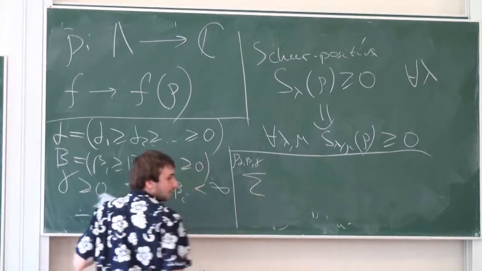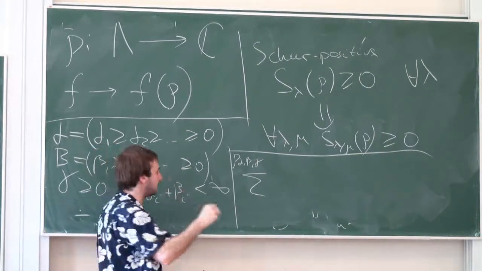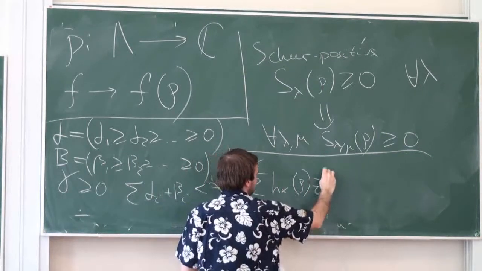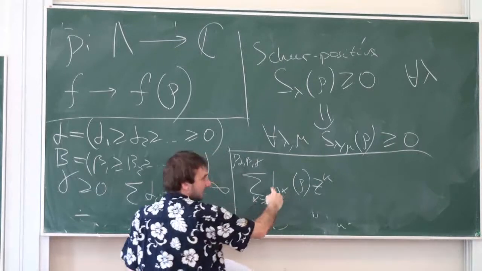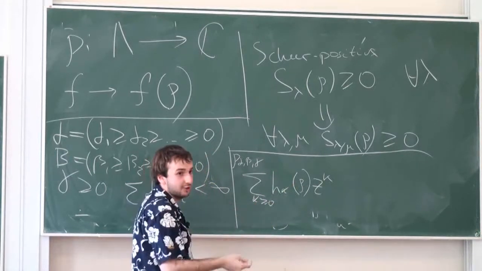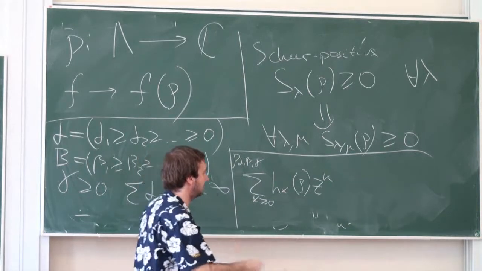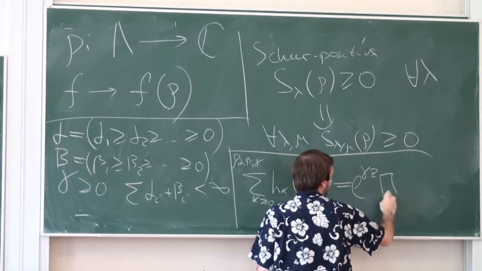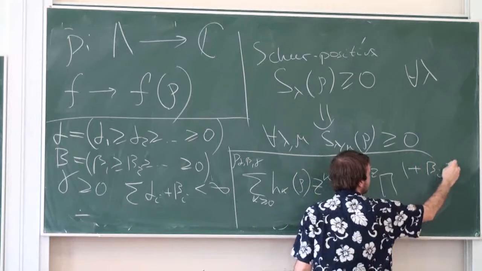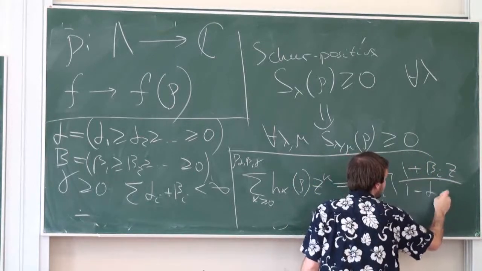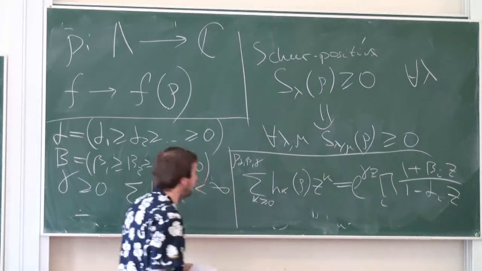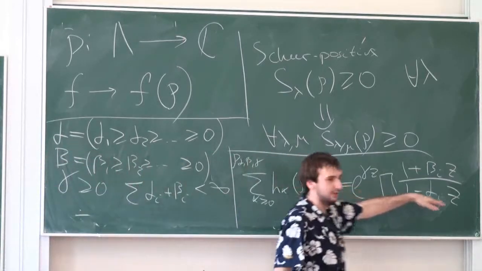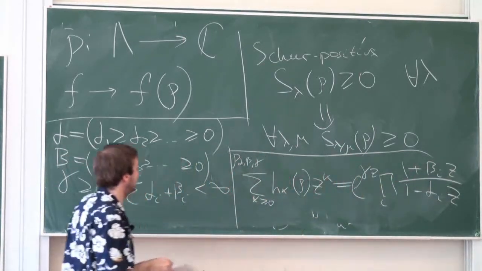So let's study the value of this specialization on complete homogeneous functions. So we study the sum of h_k of rho z to the k. So this is the value of the specialization on complete homogeneous functions. Since they are generators of the algebra, it's enough to specify these values. And the formula is the following: e to the gamma z, product over all i of 1 plus beta_i z, over 1 minus alpha_i z. Now you can see why we need this condition, the sum is less than infinity. It just guarantees that this series is converging. Otherwise, it won't be convergent.